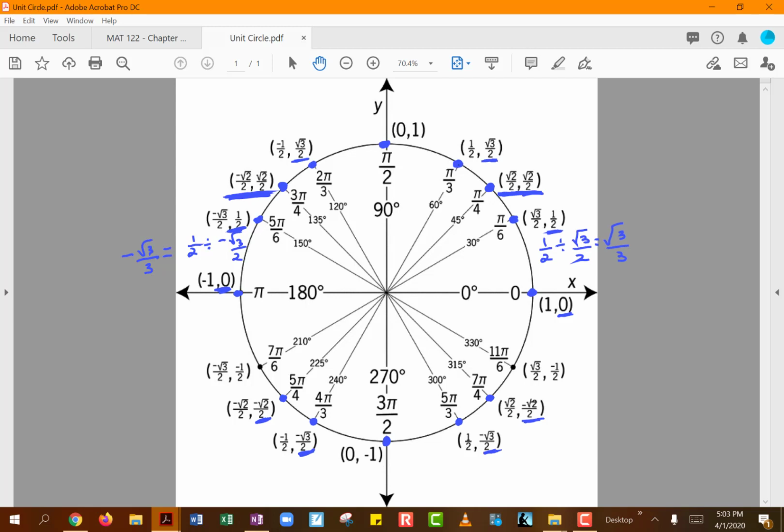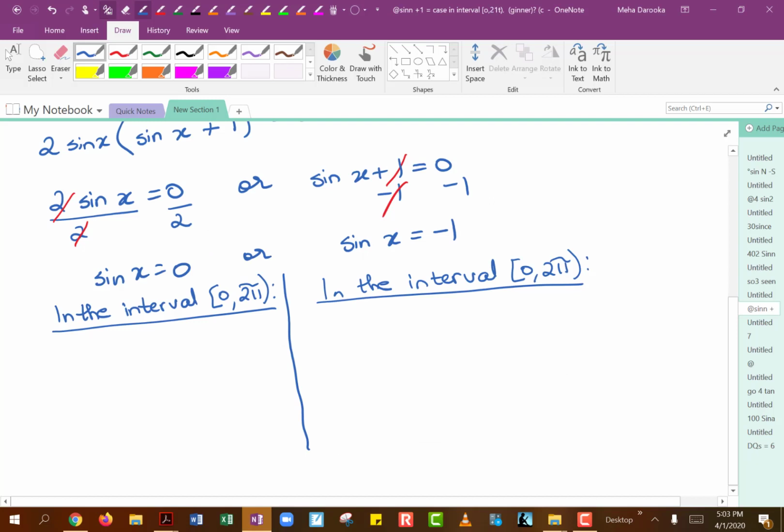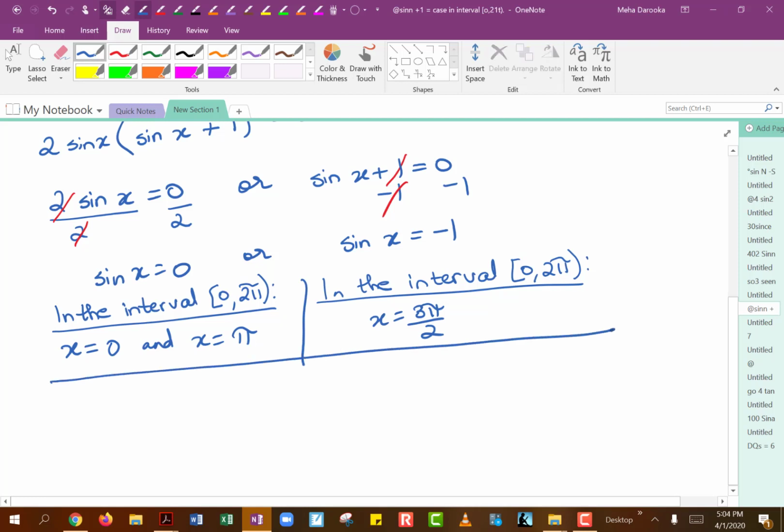So we will have angle 0, angle pi, and then angle 3 pi over 2 as our possible solution. So for sine of x equals 0, your x values will be 0 and x equals pi. For sine of x equals -1, your x value is going to be 3 pi over 2. But remember, guys, we are not done at this point. So we've got these three x values as our solutions.